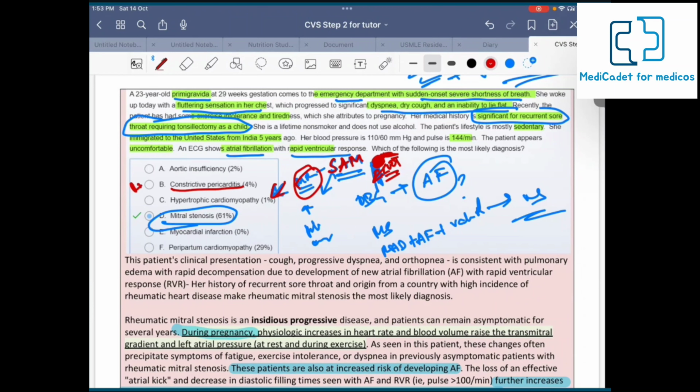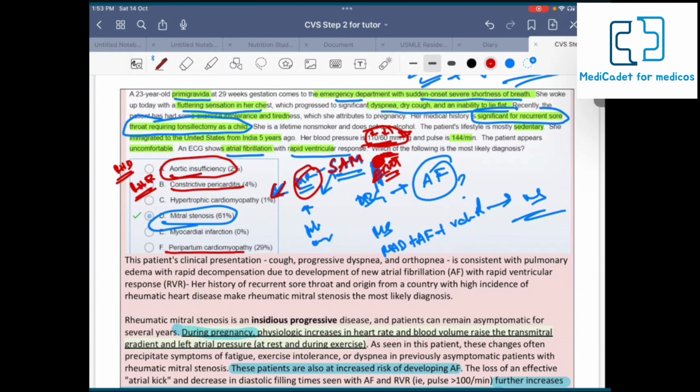Constrictive pericarditis will have right heart failure symptoms. There is no reason for the left heart to be involved, no reason for AF. Aortic insufficiency: RHD is not a common cause for aortic insufficiency. Aortic insufficiency should have a widened pulse pressure, which is not here. The diastolic pressure is low normal, and even the systolic is normal. So there's no wide pulse pressure. So that is also not going to be the cause.